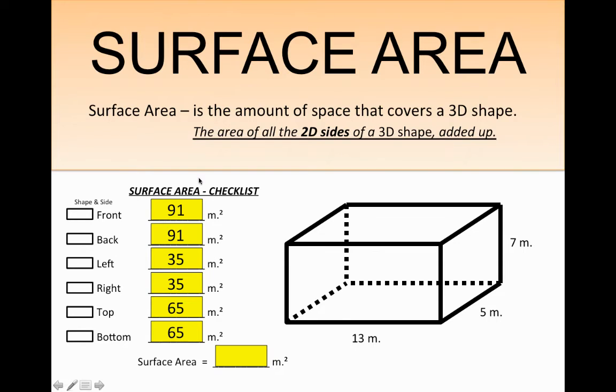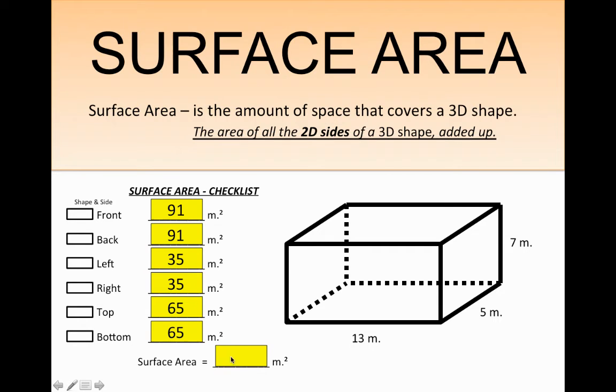If you notice, the opposite sides on a rectangular prism are the same dimensions. So each of those sides is going to be the same thing. The front and the back are the same. Left and right sides are the same. Top and bottom are the same. They're all different sizes and different areas, but each pair has the same area.